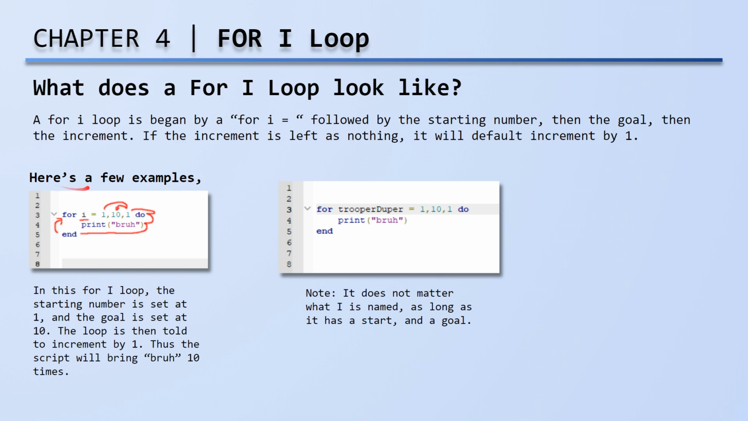So here's a few examples. For i equals 1, 10, 1, do. So this is for i. We have the starting number, we have the goal, and we have the increment. Okay, so basically this loop is going to repeat 10 times because it starts at 1 and it's going up by 1 until it reaches 10 essentially. So it's going to print bruh 10 times. Alright, and then this is just so you know that it doesn't always have to be named I. Okay, now let's say we had 1 at 0.5, then it would repeat 20 times because it's incrementing by 0.5, so that's basically twice as much as this, right, if this was 0.5.